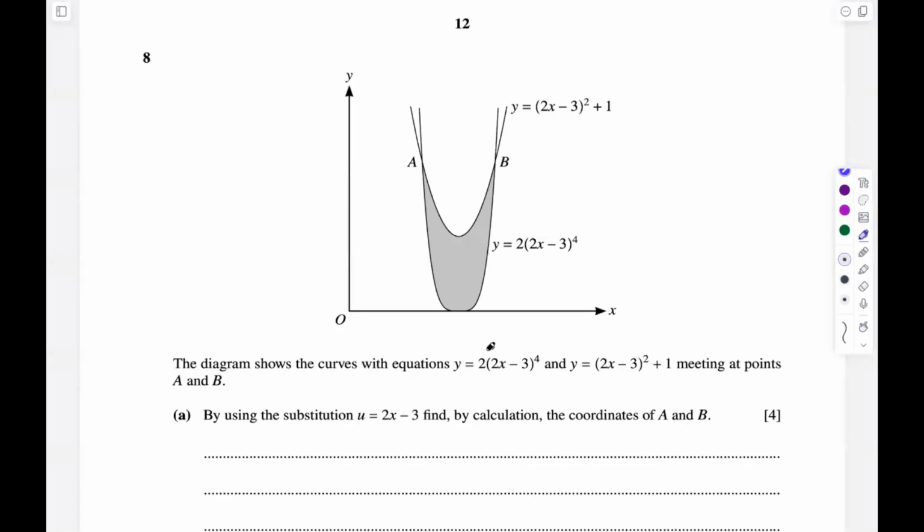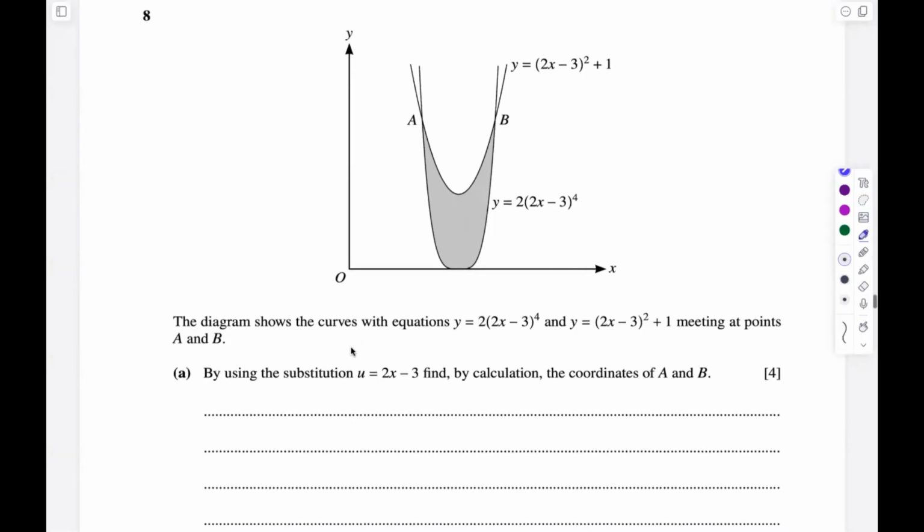In question 8, the diagram shows the curve with the equation y equals 2x minus 3 to the power of 4 and y equals 2x minus 3 whole squared plus 1, meeting at points A and B. In part A, it says by using the substitution u equals 2x minus 3, we have to find by calculation the coordinates of A and B.